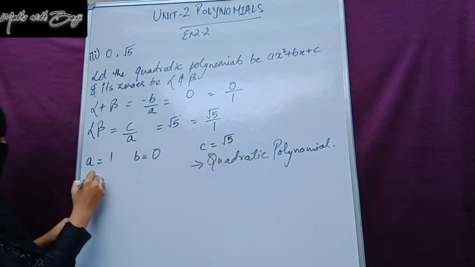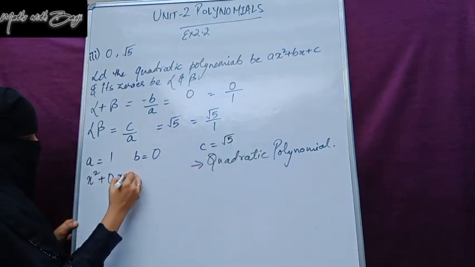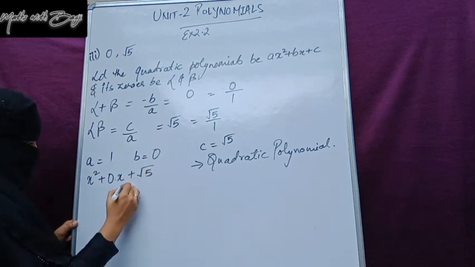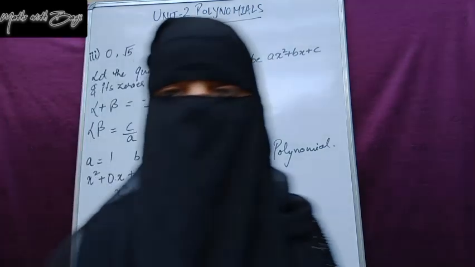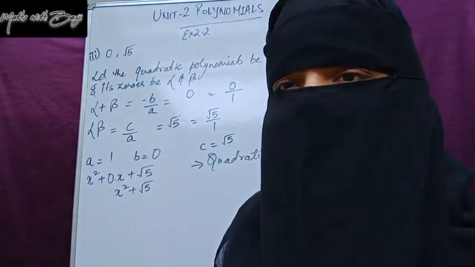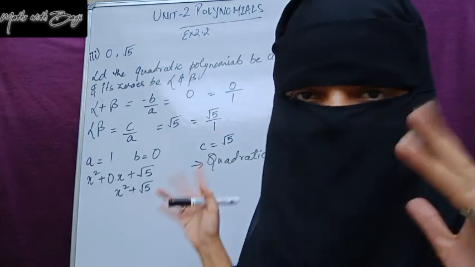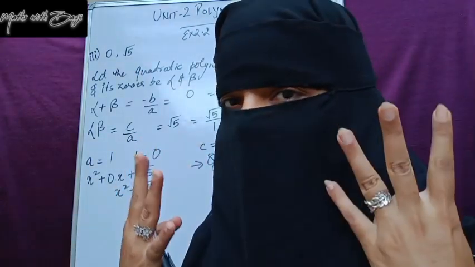So the quadratic equation is x square plus 0x plus square root 5. Or we can write x square plus square root 5 is your quadratic polynomial. This is your third part being done. Let's move to the next part. I hope you are able to understand the denominator and everything. So let's move to part 4.